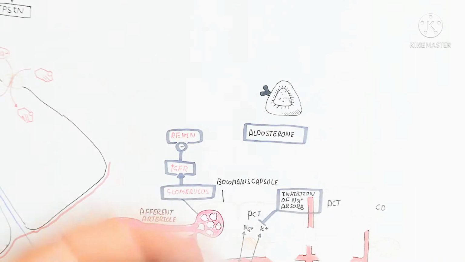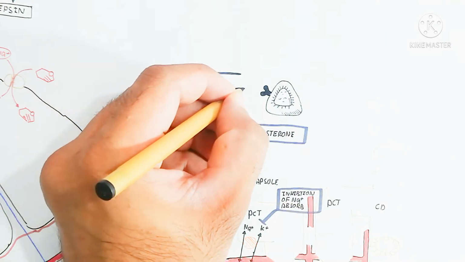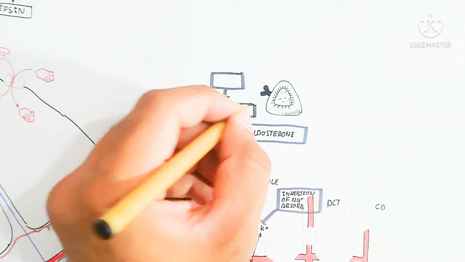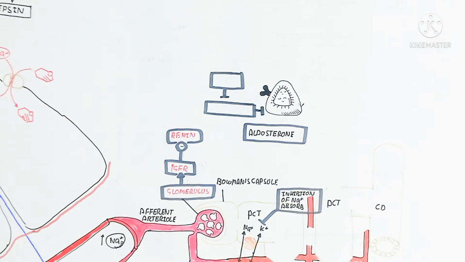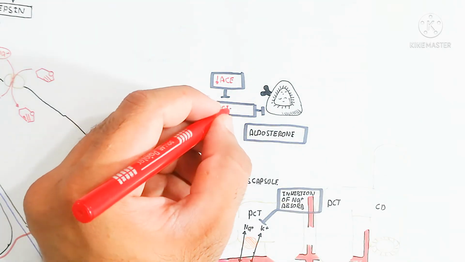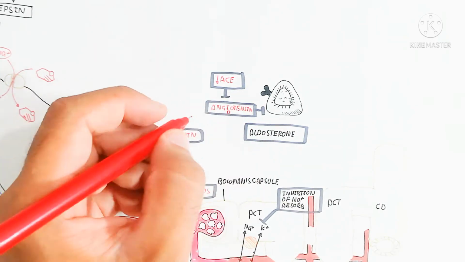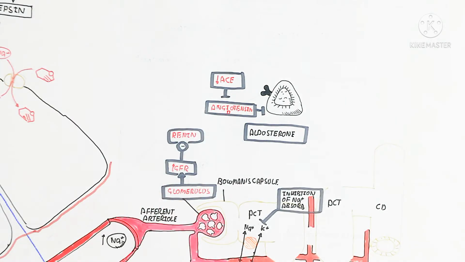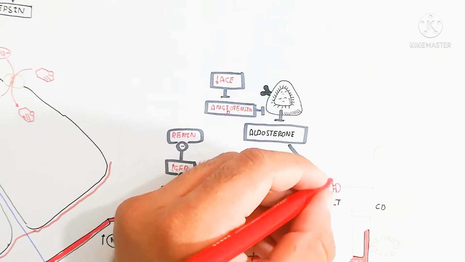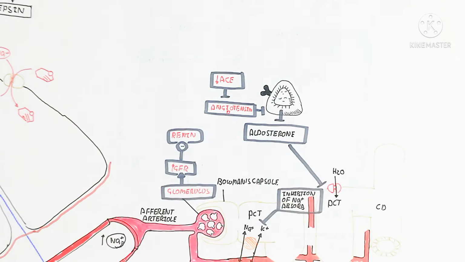angiotensin system, in which the ACE enzyme basically will not produce more. It means the angiotensin converting enzyme, ACE, will not convert angiotensin 1 into angiotensin 2. This angiotensin 2 is the special stimulator of the aldosterone. So aldosterone will be inhibited by this mechanism.